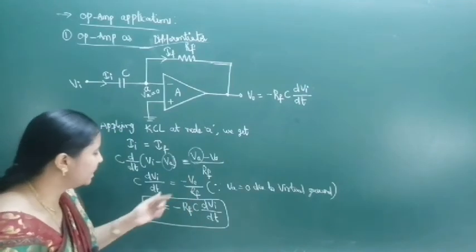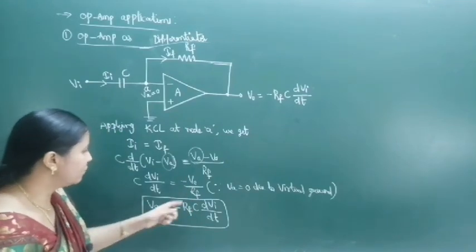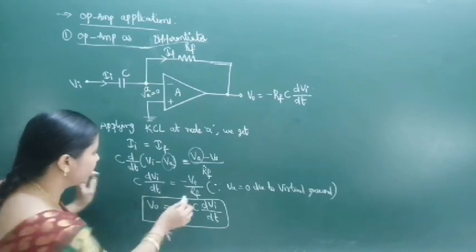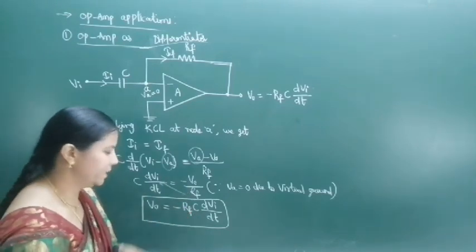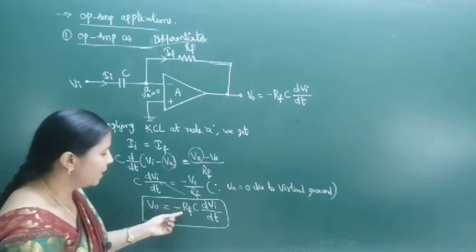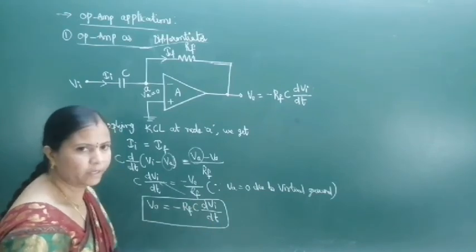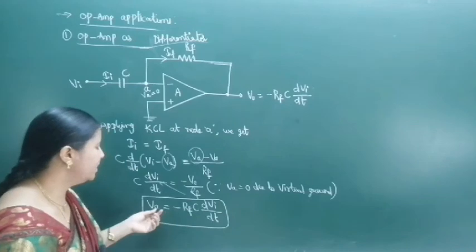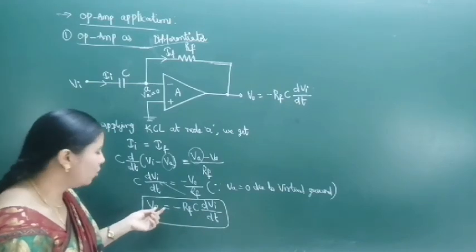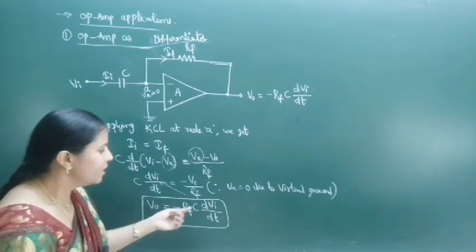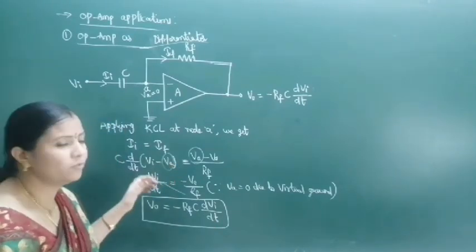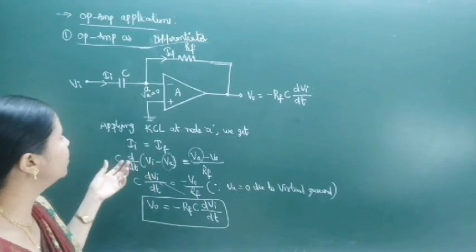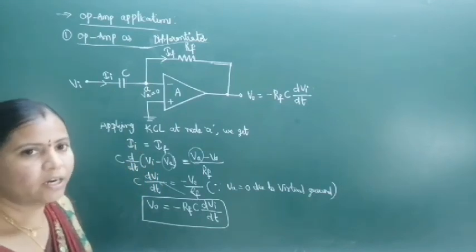So if you calculate the equation for Vo, it is equal to minus Rf into C dVi/dt. Vo equal to minus Rf C dVi/dt. So in the differentiation operation, the output voltage Vo is proportional to the rate of change of the input signal. This is one of the applications of the operational amplifier, where it acts as a differentiator.